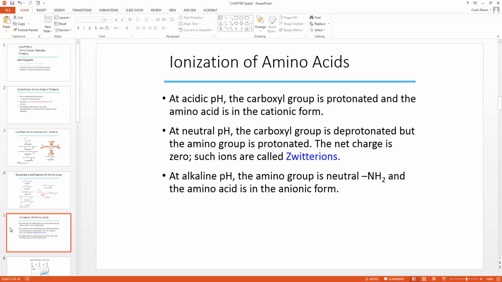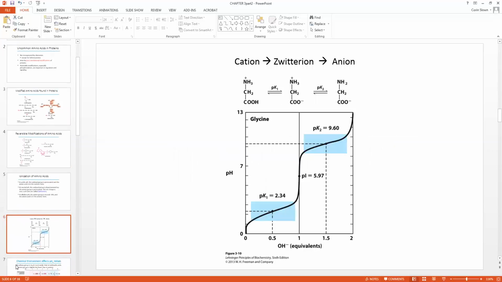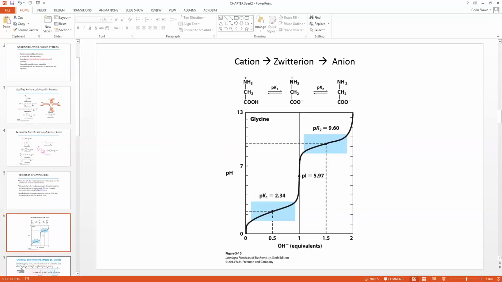However, if I go towards alkaline pH, now my amino group is neutral. I've lost that proton, so I've lost the positive charge, and the carboxylic acid is still in an anionic form, so I now have an overall negative charge. If you think about that in terms of the molecules that we regularly encounter, let's say, for example, taking a look at glycine. So here's glycine, where everything is protonated. The carboxylic acid is protonated, the amino group is protonated, and so the overall charge is going to be a positive.